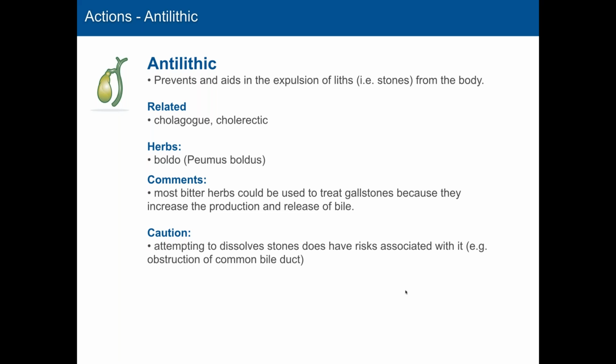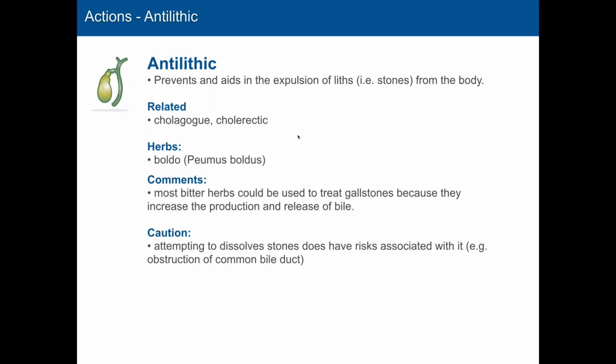In this case, antilytic refers to anti-stones. So an antilytic herb is used to treat stones that form in the body. This term could be associated with gallstones. It can sometimes be associated with kidney stones as well. Those are the two main types of stones that I think people form that you'd use an antilytic herb for. And again, if that herb is stimulating the gallbladder, it's probably going to have an antilytic effect as well.